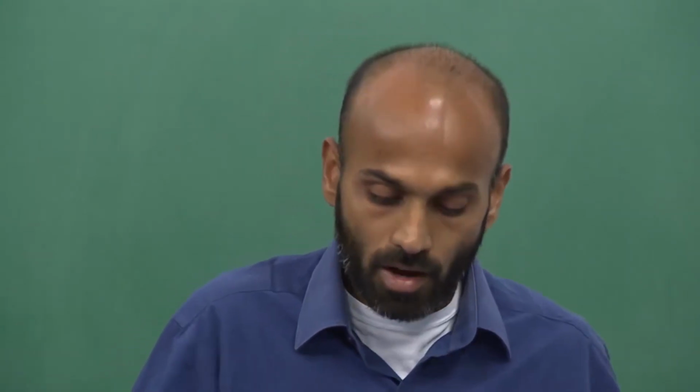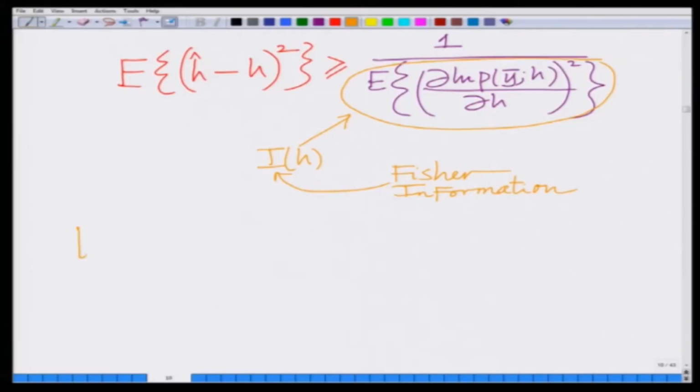Alright, so to compute the Fisher information, we start by computing first the log likelihood function from the likelihood function, and then the derivative of the log likelihood function. So we have an expression for the likelihood function, that is what we have already seen. Now let us compute the log likelihood function, the natural logarithm of the likelihood function. This is your log likelihood function.